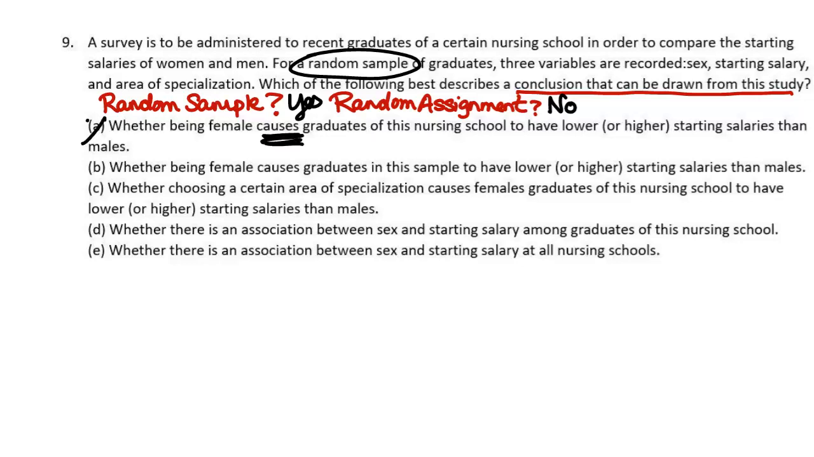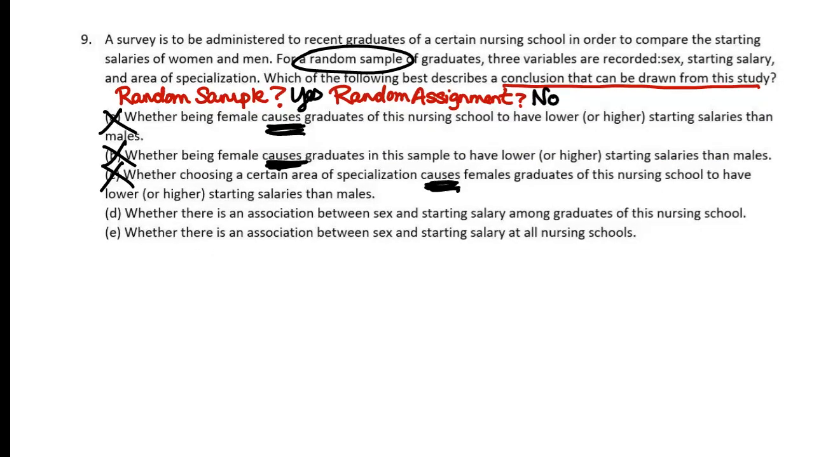Part A, whether being female causes. Already, I'm done. I don't even need to see the rest of the sentence. Whether choosing a certain area of specialization causes. Done. Whether there's an association between sex and starting salary among graduates of this nursing school. Whether there's an association between sex and starting salary at all nursing schools.